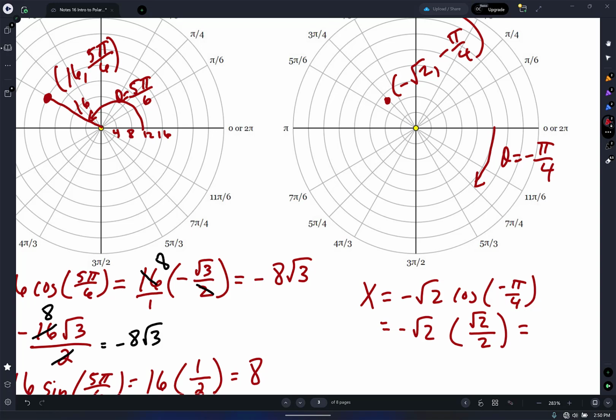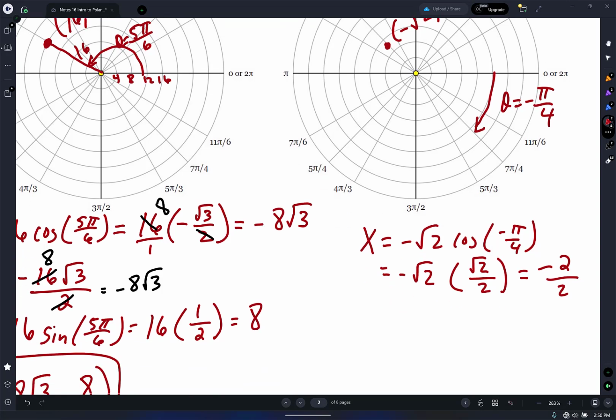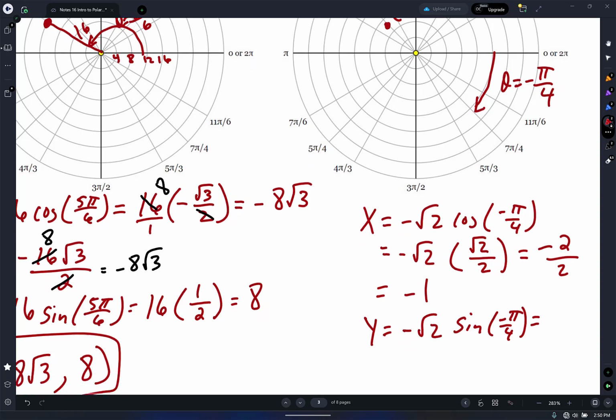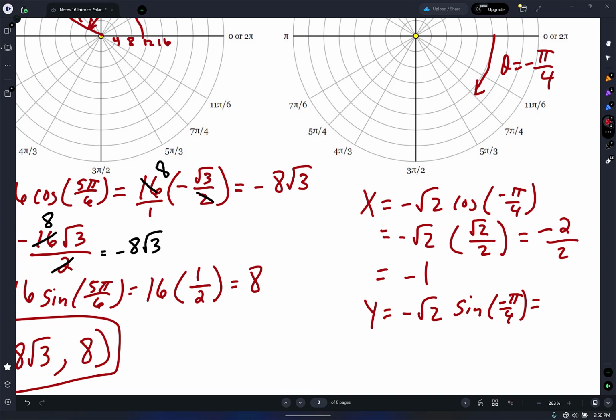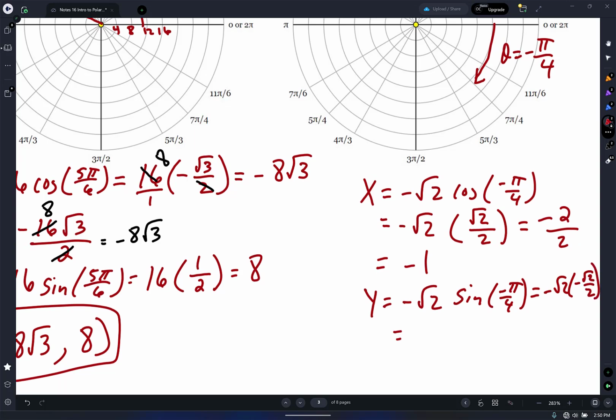Negative square root of 2 times square root of 2 is negative 2 divided by 2. Negative divided by positive is a negative, so negative 1. Do we see how we got that? Same thing for the y value. Negative square root of 2 sine of negative pi over 4. You can also use the odd-even function properties. Sine of negative pi over 4 has to be negative square root of 2 over 2. So negative square root of 2 times negative square root of 2 over 2. Negative times a negative is a positive. So you get 2 over 2, which is just 1.